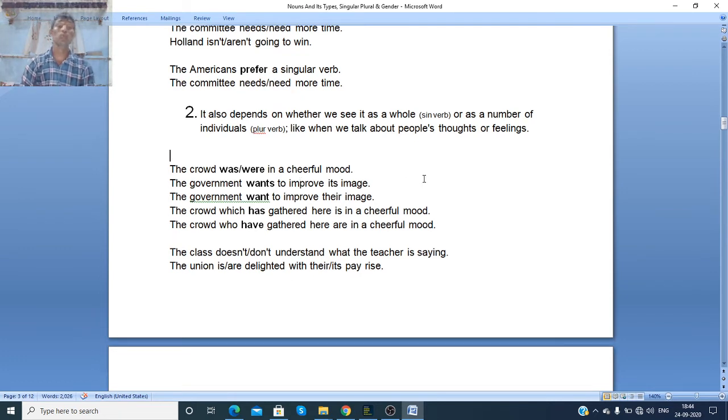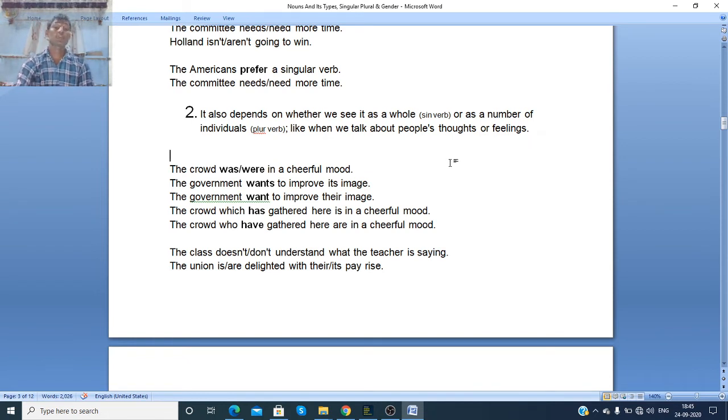We will use "was" when we see that all of the crowd is in a cheerful mood. But when we use "were", the crowd were in a cheerful mood, we see that some are in a cheerful mood and some aren't. Some are and some are not.